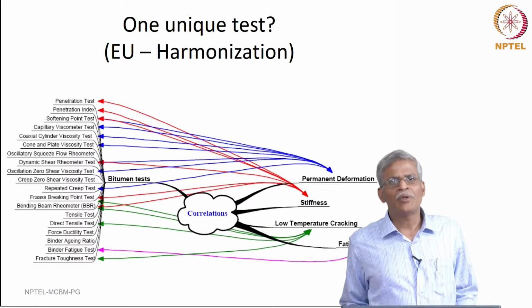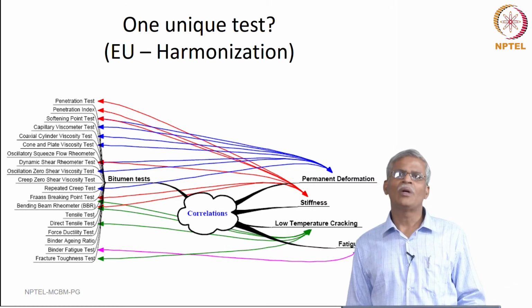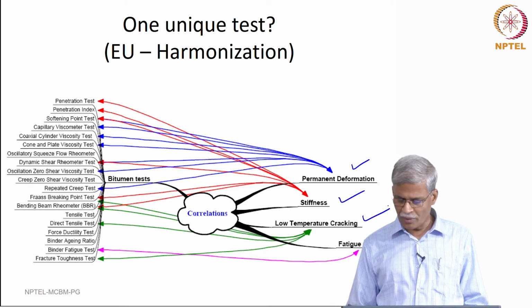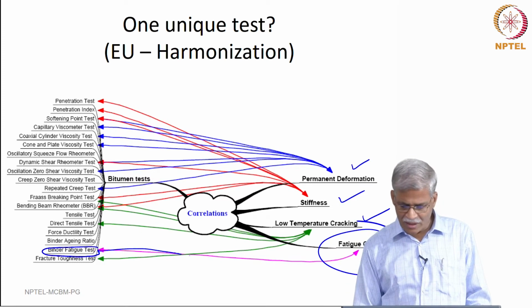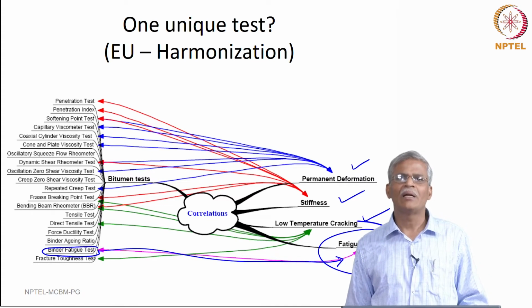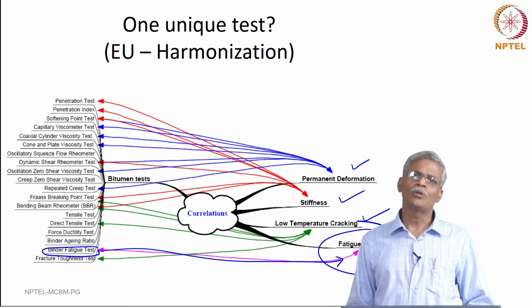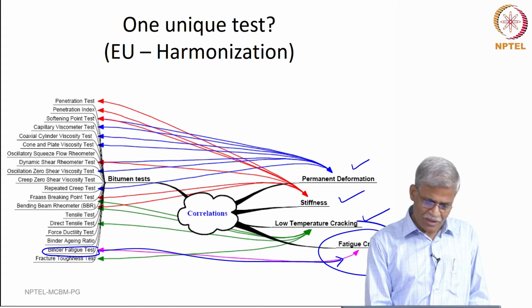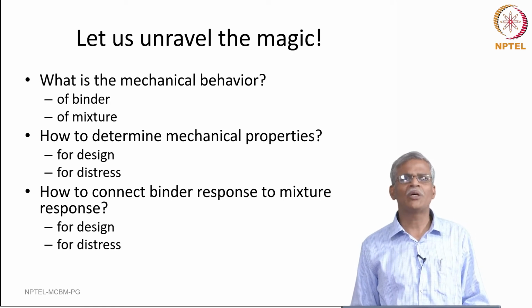Is there a way in which one could develop a straightforward binder test that will correlate to the permanent deformation, to the stiffness, and to the low temperature cracking as well as the fatigue cracking? As I mentioned before, you will see that there is only one test that relates to binder fatigue cracking. There are a multitude of tests, and each of them tries to give a contradictory view. So, we need to be very careful when we are picking these kinds of tests. Okay, so let us start our course and unravel the magic one by one.